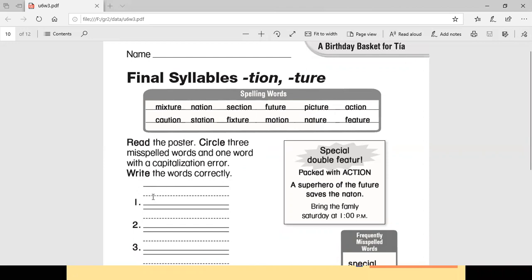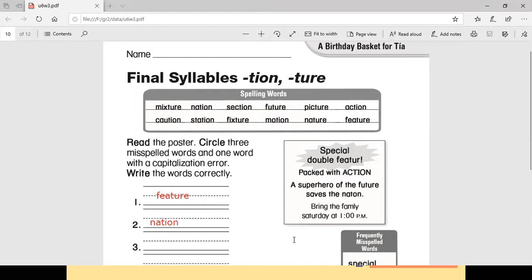What's the missing letter in feature? Rewrite the word correctly. It has a missing E at the end of the word. Packed with action. A superhero of the future saves the nation. Look at nation. Nation has a missing letter. N-A-T-O-N, it has a missing letter here. Nation. It has letter I.